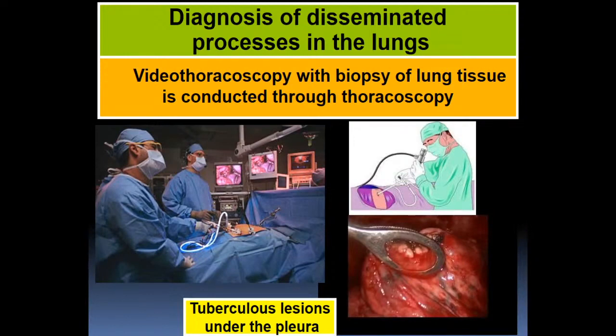Next, video thoracoscopy, the next method of differential diagnosis. Examination with biopsy of lung tissue is conducted through thoracoscopy. And on the lower photo, right side, you can see tuberculous lesions under the pleura.